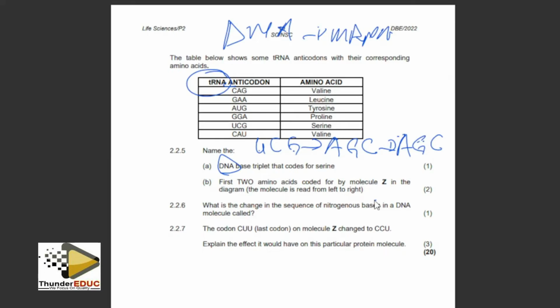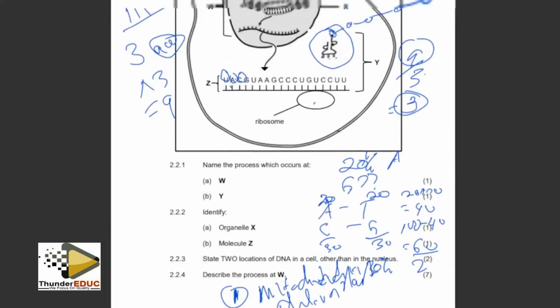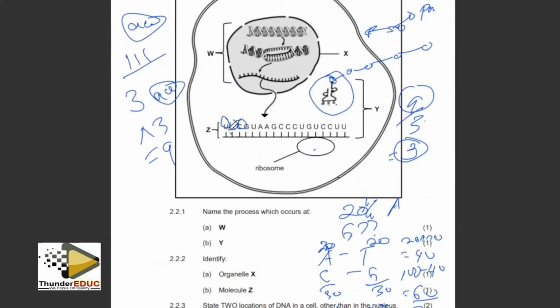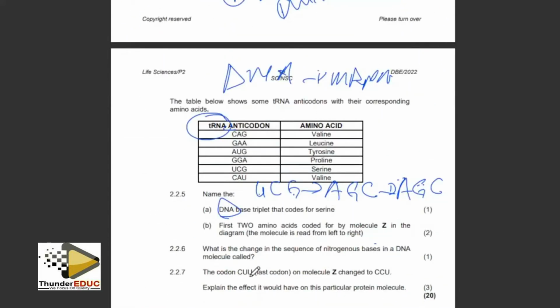First two amino acids coded for by Z in the diagram. They want you to identify. Now, this is transfer RNA, but what is Z? Z is messenger RNA. Therefore, you just change this into transfer RNA. One conversion, because it is messenger to transfer RNA. And then you come to the table and you find it.